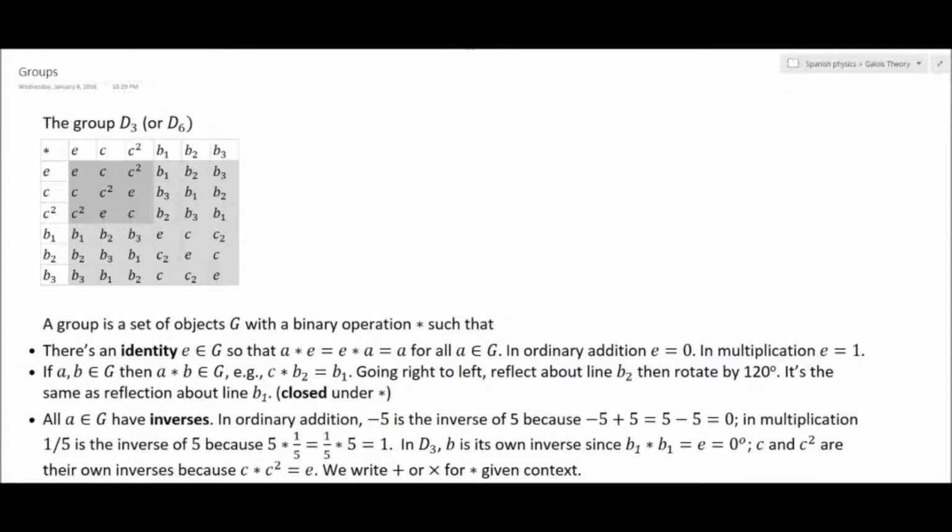There are several other, in fact there are three other subgroups. The subgroup that has E and B1 is all closed onto itself. The subgroup E and B2 is another closed one, and the subgroup E and B3 is another closed group, and those groups have order 2. Finally, the trivial group, which is just the identity.